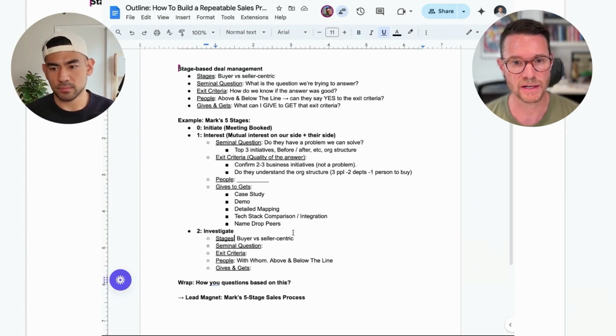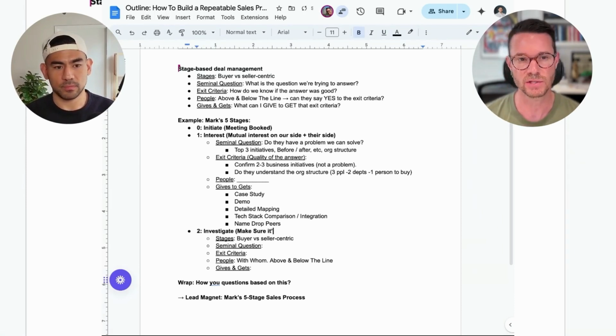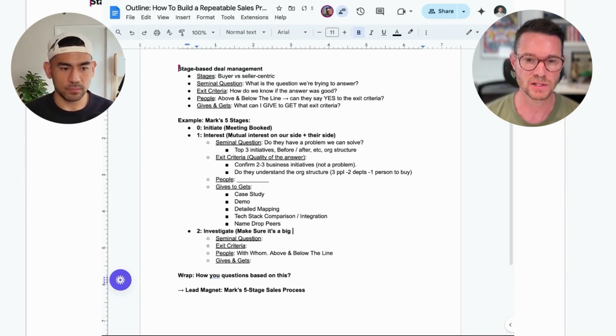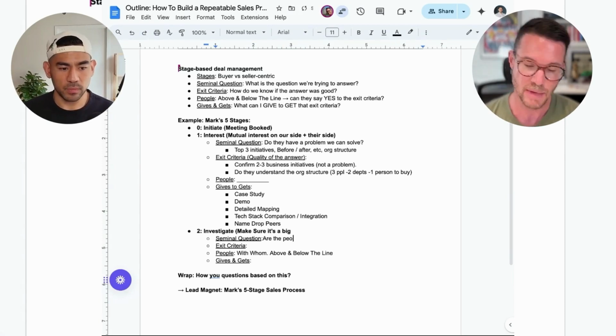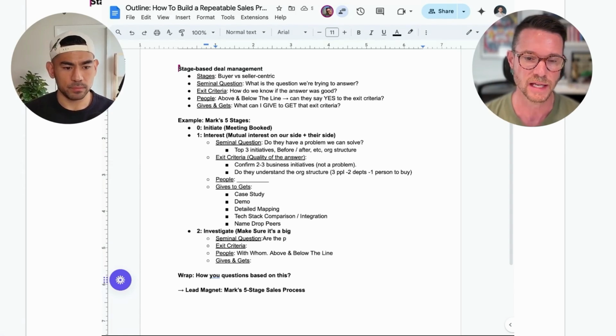And if we don't help the buyer determine that, then that's when you get these languishing sales cycles. They don't get back to you because it's a problem, but it's not actually big enough to solve. And so that's what we want to do in stage 2: investigate and make sure that we have a big problem that people care about paying money to take care of.